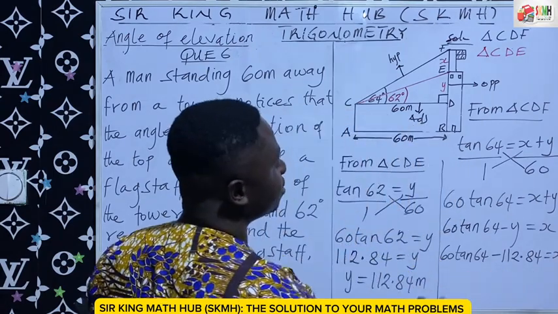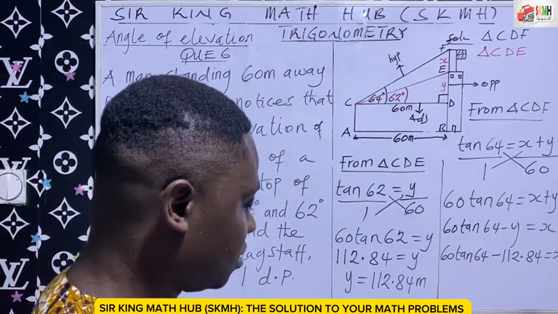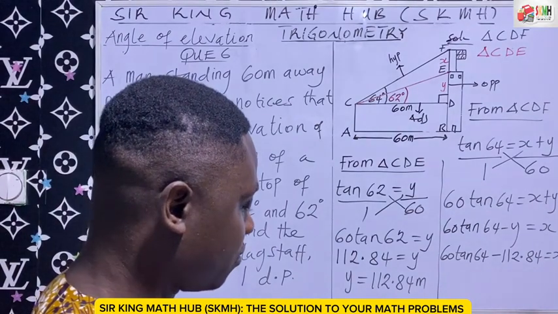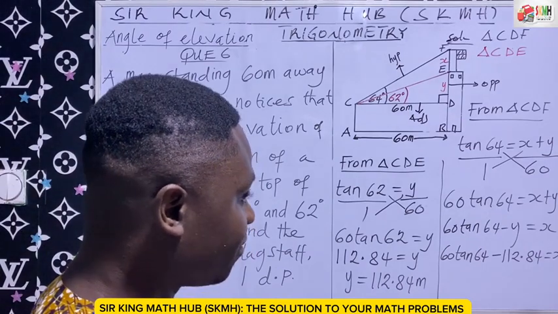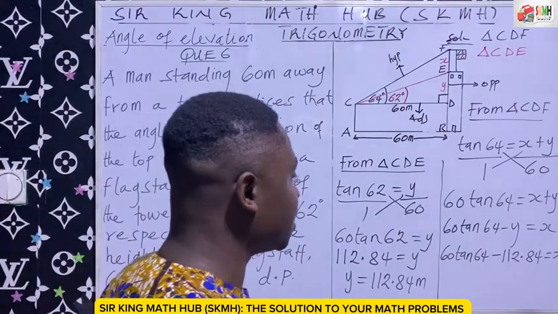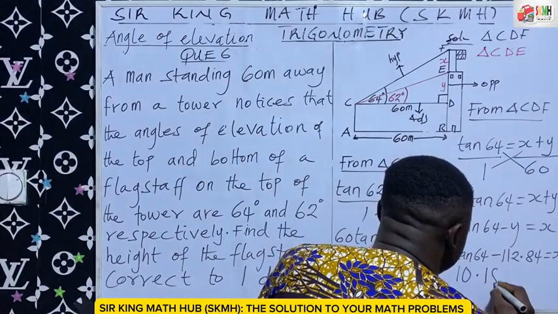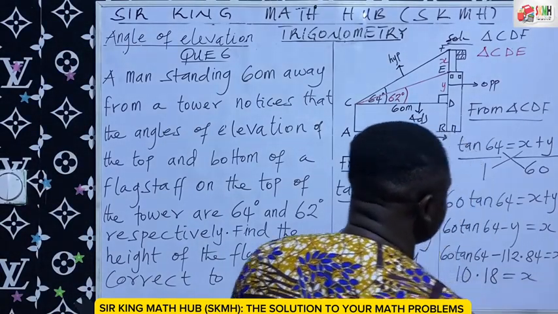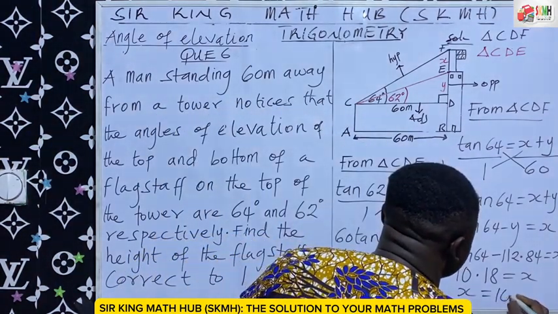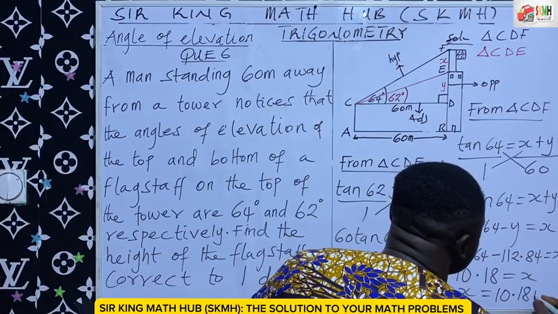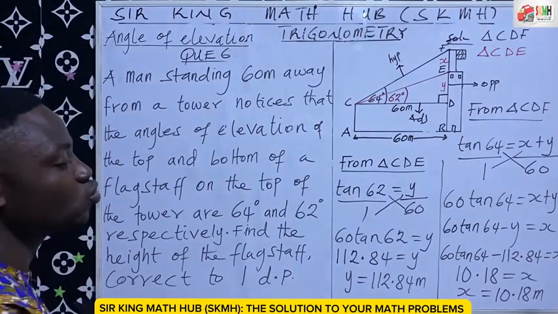So let's enter this value into the calculator's memory. 60 times tan 64 minus 112.84. So that is giving me 10.18 is equal to x. So that is to 2 decimal places. So x is equal to 10.18 meters. But we were asked to correct our answer to 1 decimal place.